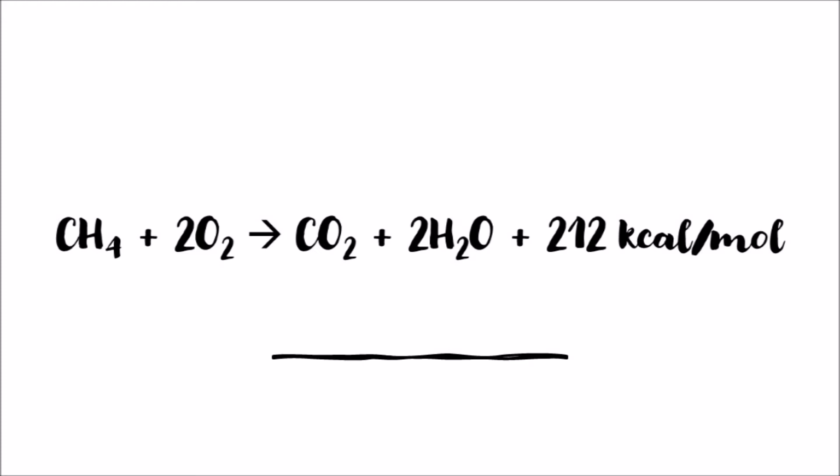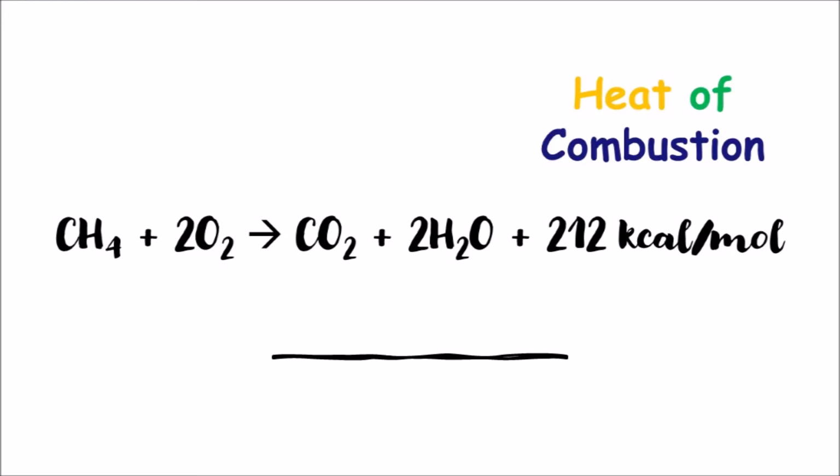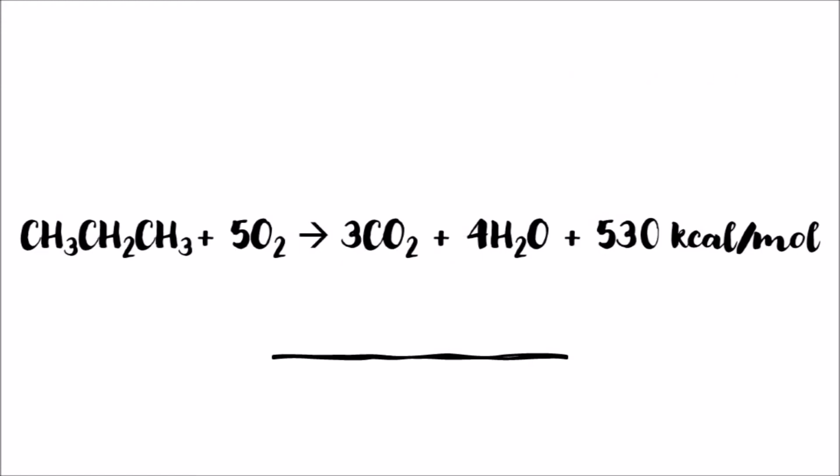Aside from that, you notice that there is a numerical value in the product side. That is called the heat of combustion, or the amount of heat liberated by the reaction. Combustion of methane releases 212 kilocalories per mole of heat. And always don't forget to balance the reaction. Now let's have the combustion of propane. Again, the products are carbon dioxide and water, and the heat of combustion is 530 kilocalories per mole.